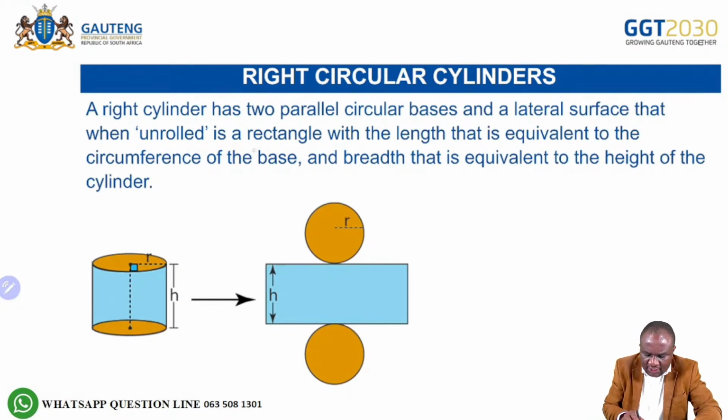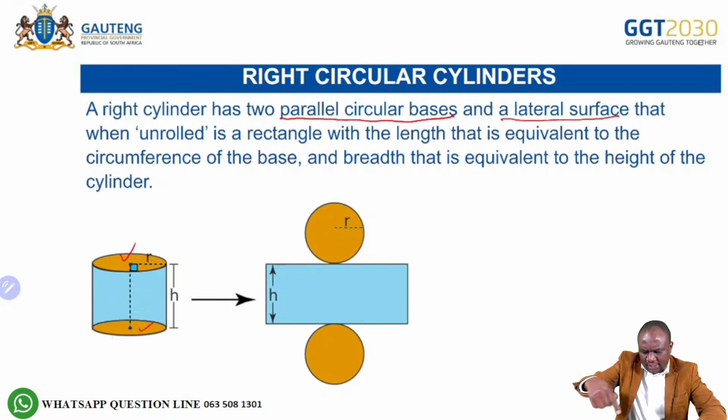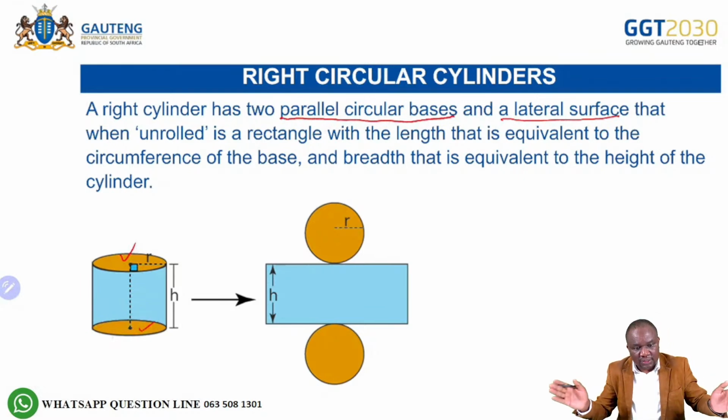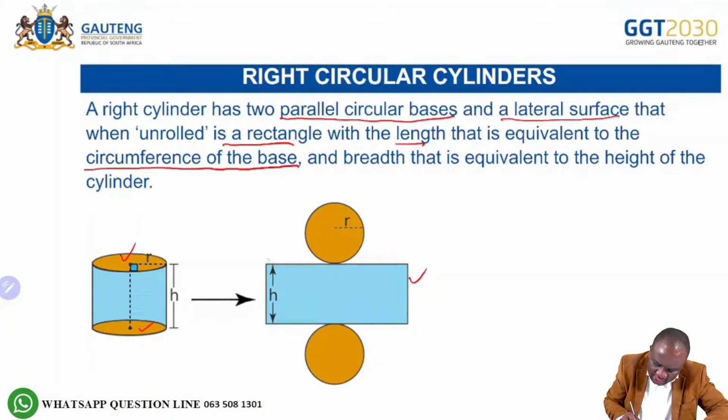And then a right cylinder has two parallel circular bases, this one and this one. And a lateral face that when unrolled, this blue part, is it blue? Yes, blue. That's the lateral face around the cylinder. If it is unrolled, if it's opened up, it becomes a rectangle like this, which has a length that is equivalent to the circumference of the base. So this length from there up to there is equivalent to the circumference of the base.